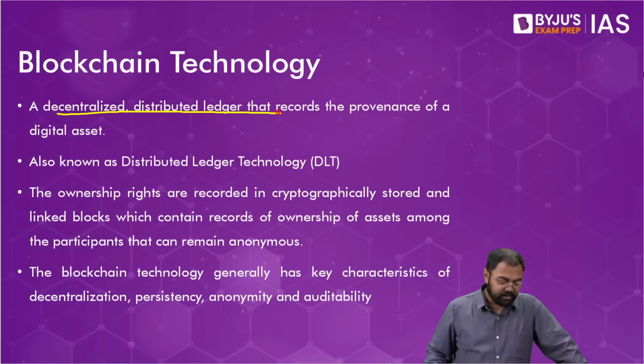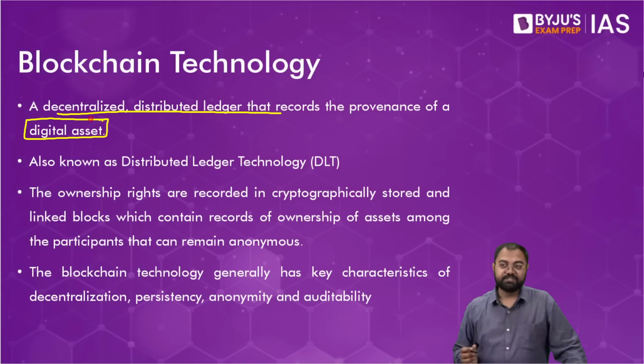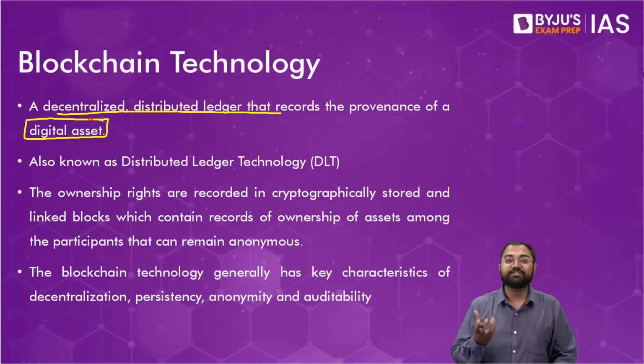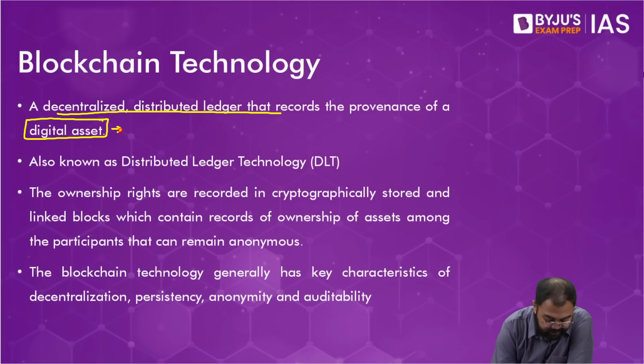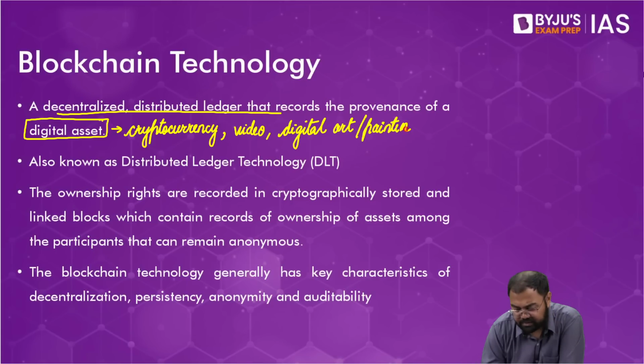Now, what do we mean? When we say that something is a digital asset, a digital asset could be anything that has a digital presence. For example, a digital asset could mean a cryptocurrency like Bitcoin. It could be nothing but just a simple video. It could be a simple digital artwork, or a painting, or even something as simple as just a PDF file. So it could be anything.